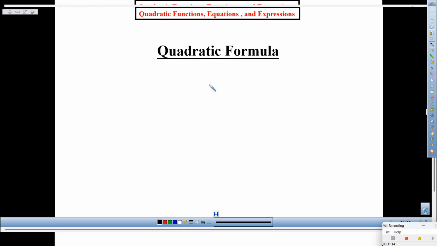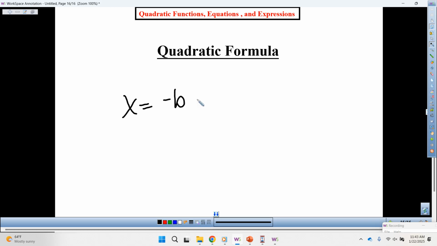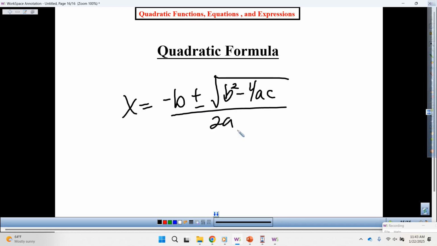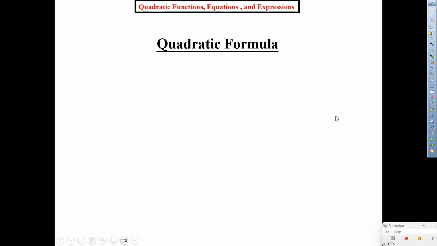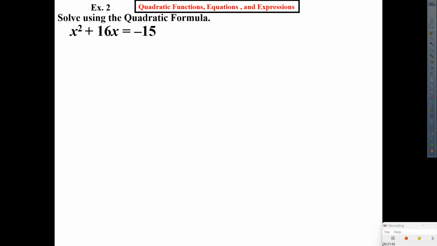All right, pretty good. x equals minus b plus or minus the square root of b squared minus 4ac, over 2a. That is right. All right, so now that we got it, let's do a problem using the quadratic formula. Copy this problem down, please. Example 2. Solve using the quadratic formula. Given x squared plus 16x equals negative 15.